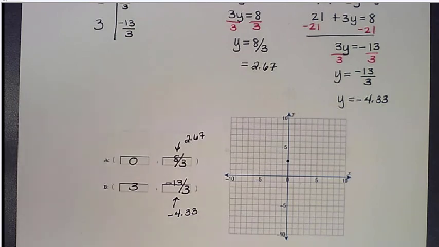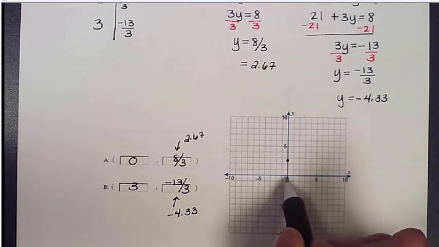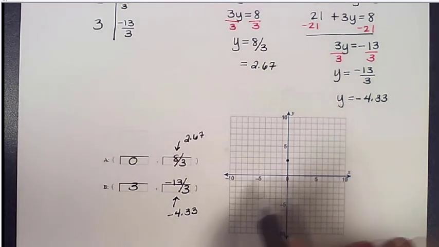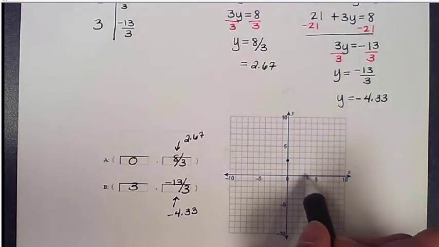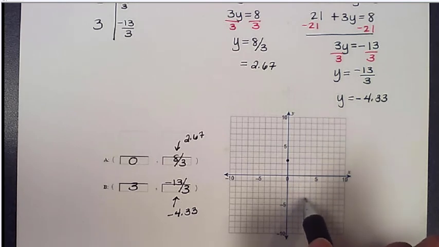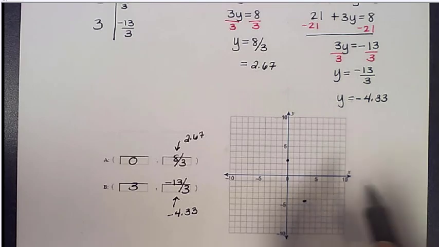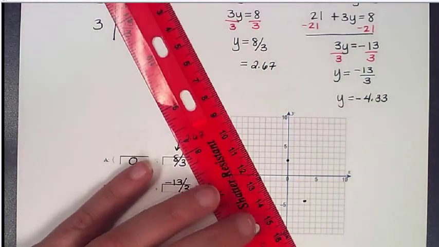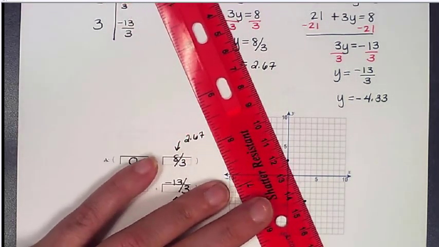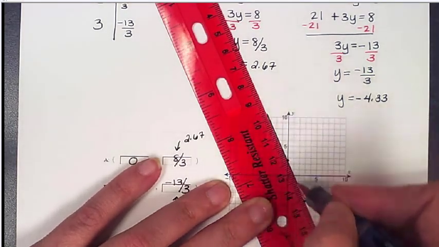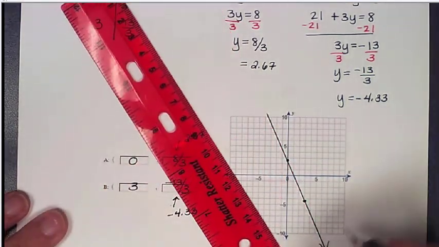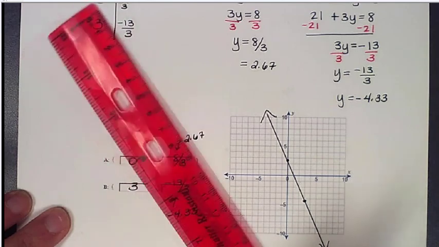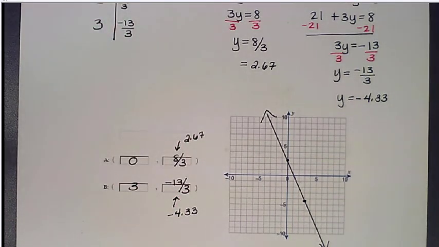So for the other one, we're going to positive 3, and then we're going down to negative 4.3. So that's just a little bit past negative 4. So 1, 2, 3, 4, and just a little bit past that. And again, I'm going to take my ruler here and connect my dots going across my entire graph. And that is the graph of the line 7x plus 3y equals 8.